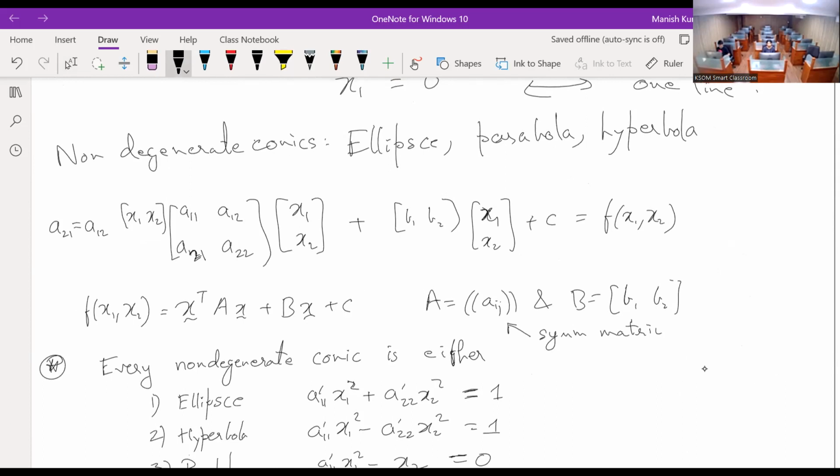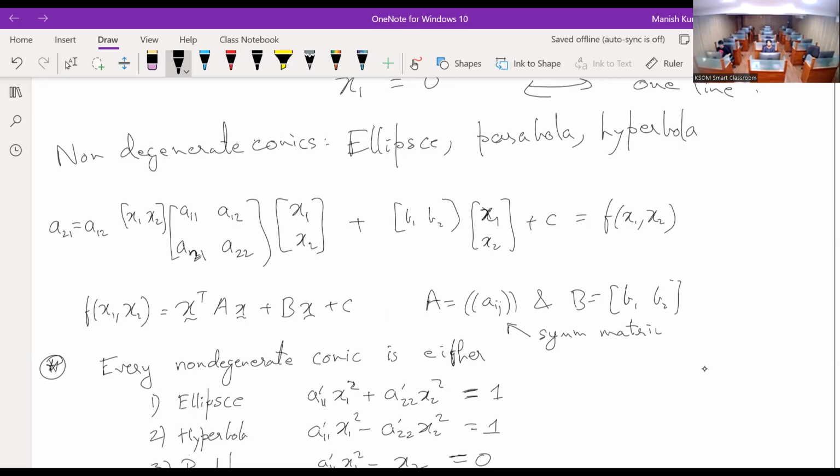Because A12 is A21, it is symmetric. And B is B1, B2, some row vector. So you can write F(X1, X2) as this.